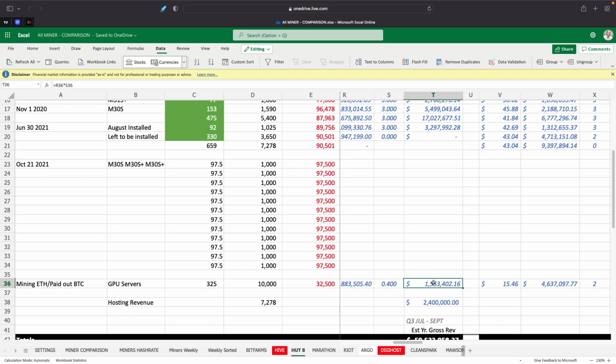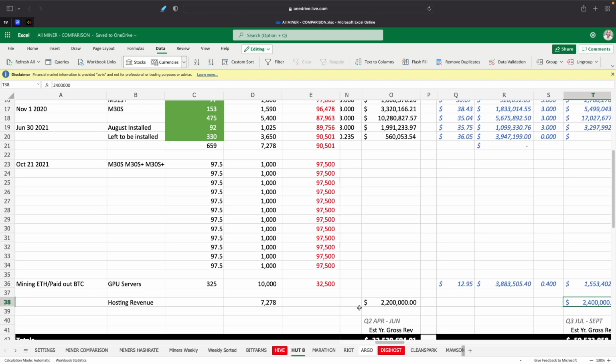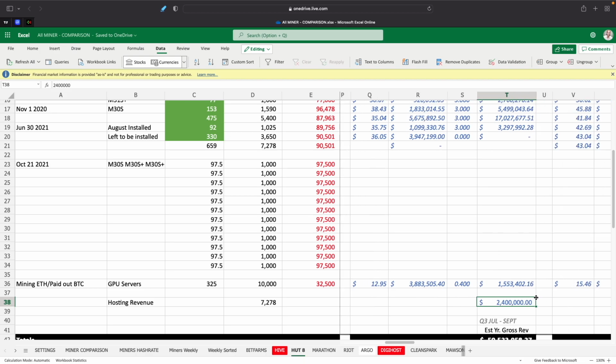I also put that in at basically less than a month being mined on it. So they came in at roughly 1.5. For hosting revenue here, I had them at 2.6. I think 2.4 was what they had last. Oh, they had 2.2, so there was an increase of 200,000 in revenue from that. I give them an extra 400. I was thinking it was going to be closer to 2.6 million, but it's 2.4 million on it.